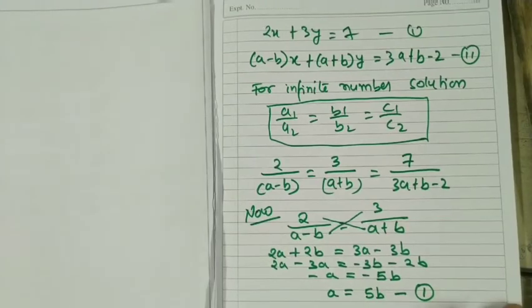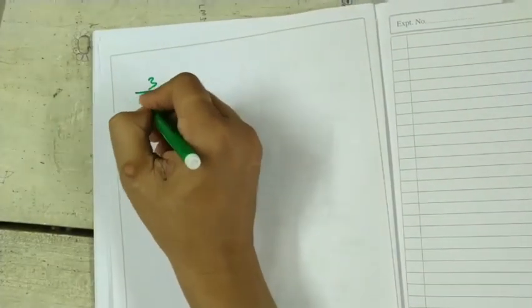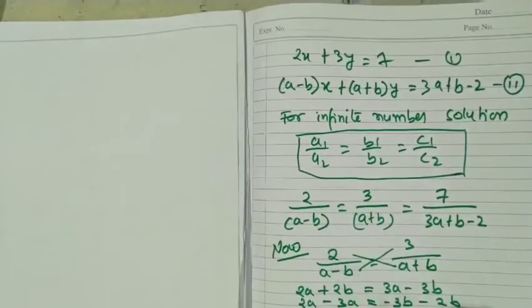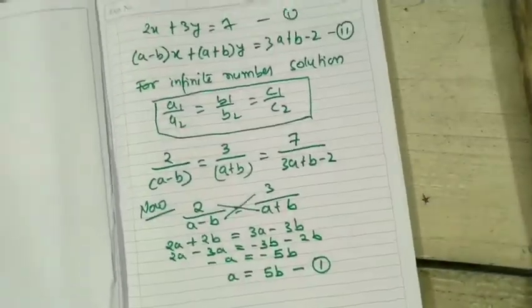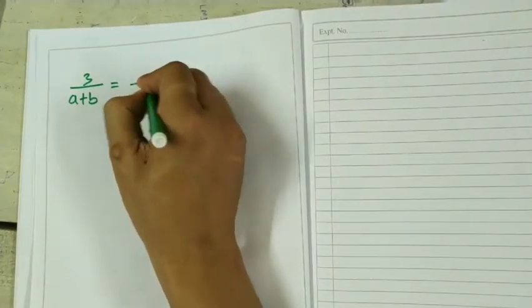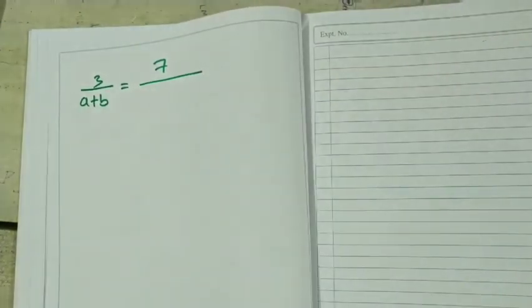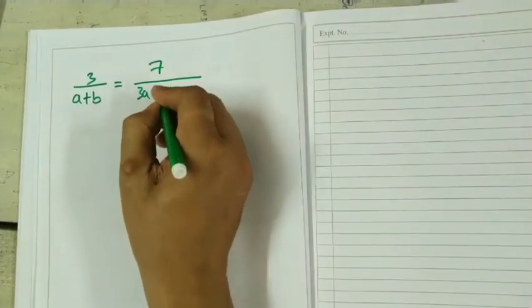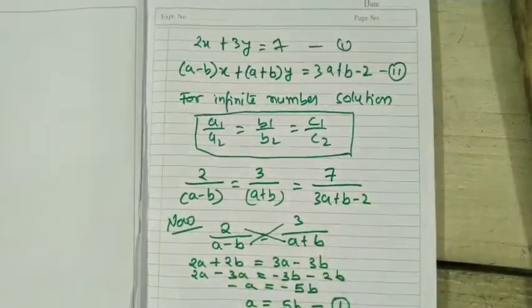So the second term is 3 divided by a plus b. And the third term is given, you can see, 7 divided by 3a plus b minus 2. So here we will write the third term, that is 7 divided by 3a plus b minus 2. Okay, 3a plus b minus 2.